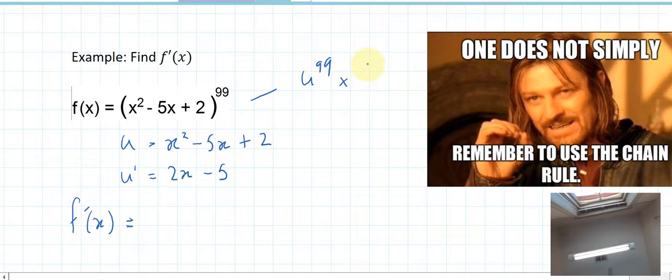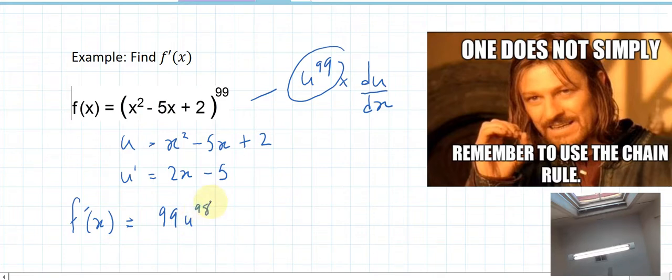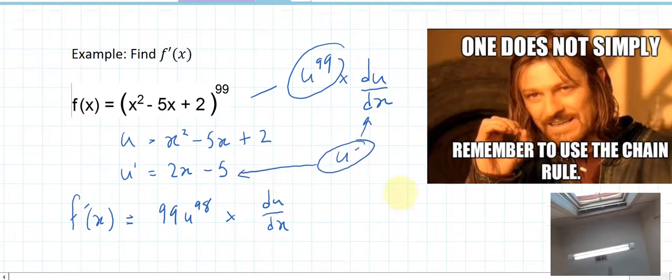Then multiplying that by the derivative of what the inner function is with respect to x. So first of all, we're doing this. This gets derived to 99 u to the power of 98, multiplied by the derivative of the inner, so du/dx. It's confusing because du/dx can also be used as u prime, and often we just use that because it's easier to write. So then we make the replacement.